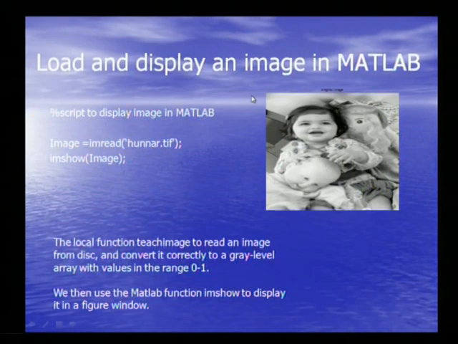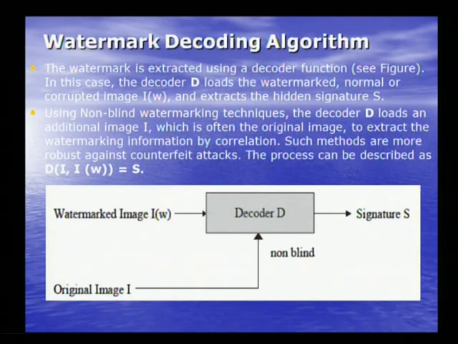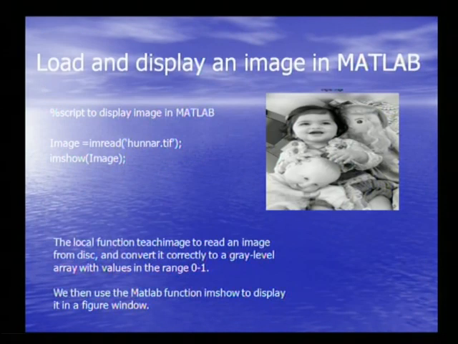In this case the decoder D loads the watermark image, normal or corrupted image, and extracts the hidden signature. Using non-blind watermarking techniques, the decoder D loads an additional image I, which is the original image, to extract the watermarking information by correlation. Such methods are more robust against coefficient or countermeasure attacks. The process can be described as D(I, IW) equals S, where I equals the original image, IW equals the watermark image and S equals the extracted watermark.